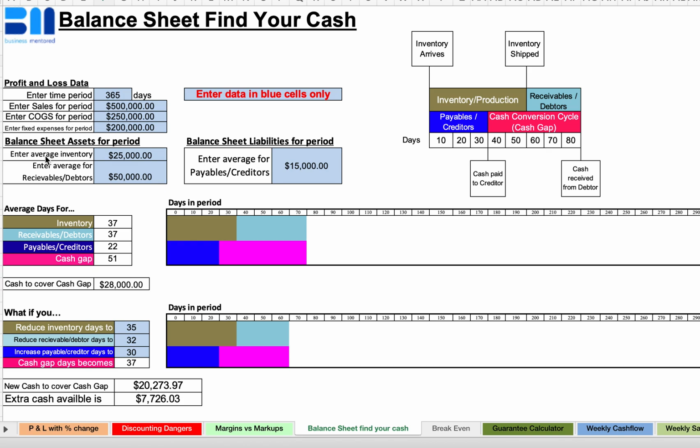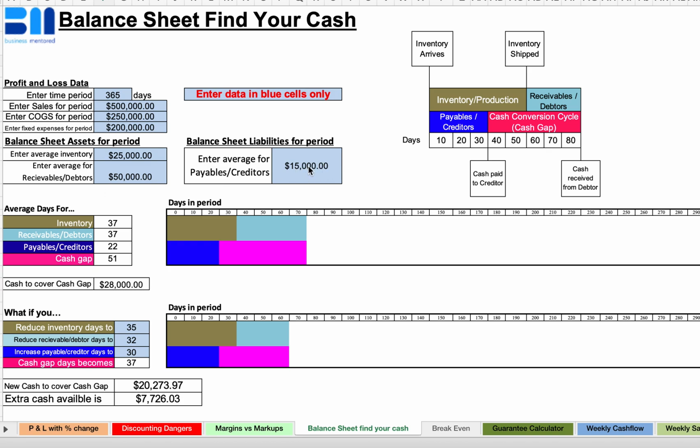Now, if over that 12-month period, we average month by month $25,000 in inventory, and we can do this by running a balance sheet month by month and averaging it out. And we had for average receivables or debtors, people who have a debt to us, and that was 50. And our average for payables or creditors, people who have a credit to us, is 15. So that's our base case.